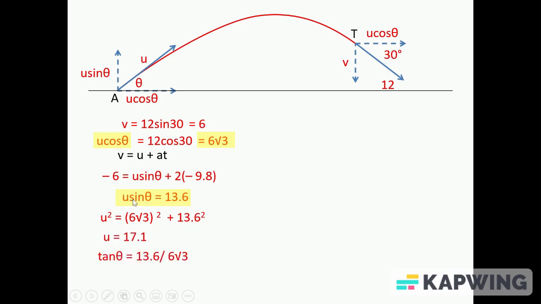If I divide them, u sine theta divided by u cos theta, I'll get tan theta, because the u's will cancel. 13.6 divided by 6 root 3 gives me theta is 52.6 when I do tan to the minus 1.